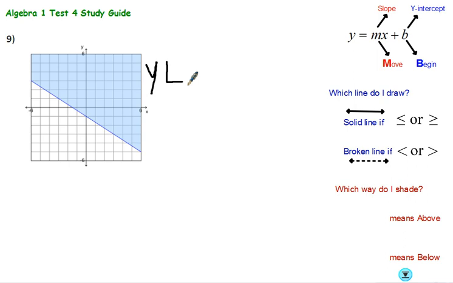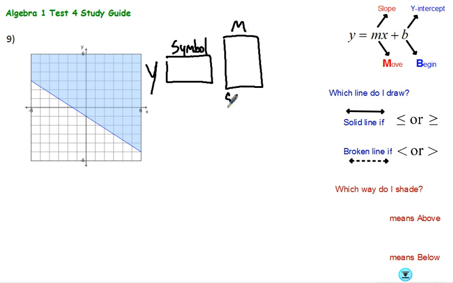So again, I'm going to start this thing off the same way. I've got 3 things I've got to figure out. What's my symbol going to be for this one? What's my slope going to be for this one? And then, what is the y-intercept going to be? Well, let's take a look. So always starting with the y-intercept, it looks like it crosses right there at -1.